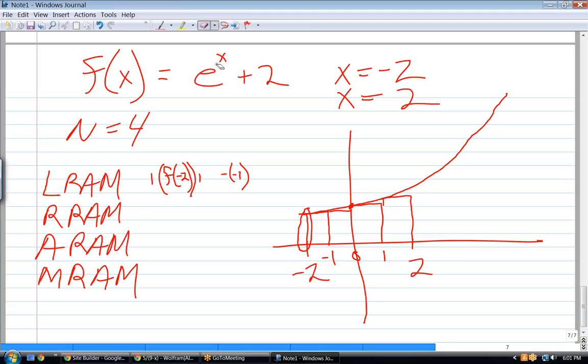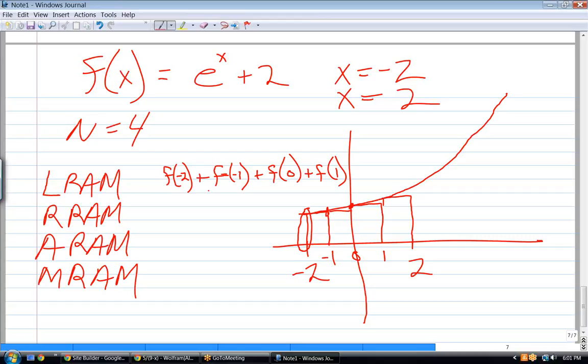Whoops, hold on. Let me erase these 1s, which we don't really need. Okay, so we got f of -2 plus f of -1 plus, must be f of 0, plus f of 1. You see why? In other words, the height of that first rectangle is f of -2. The height of the second one is f of -1, and so forth and so on.